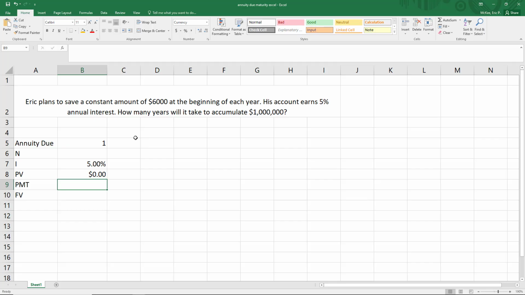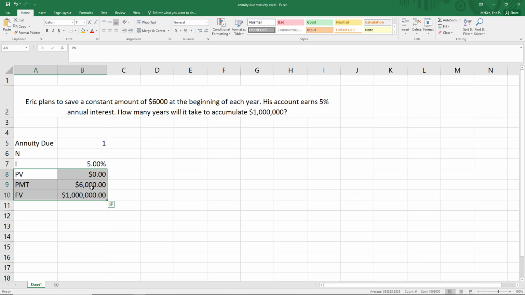Payment, that is the amount of money we put in each year, each period. That's that 6,000. And future value, that's the amount we want to accumulate, and that's the big $1 million that I'm trying to accumulate in this savings account. So 1 million. Now, one last thing, I need to make an adjustment with present value, payment, and future value.